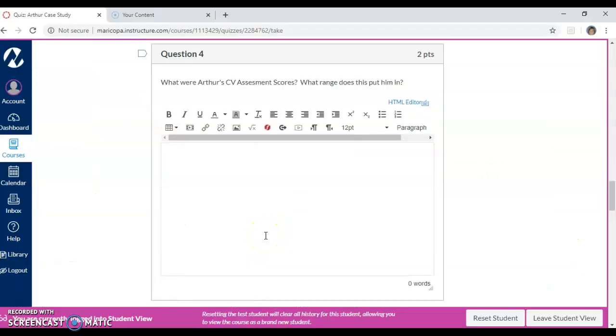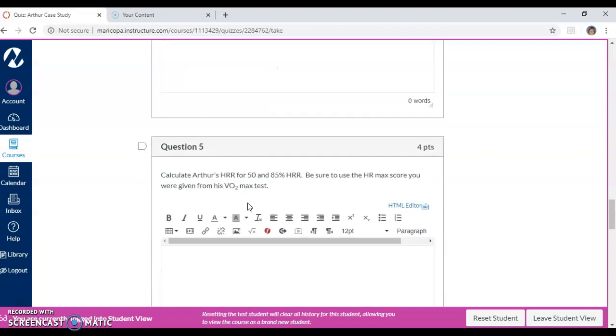Question 4 was, what were his cardiovascular assessment scores and what range does that put him in? His cardiovascular assessment scores were from his VO2 max test that he took with his doctor. So they were given to you. His VO2 max was 27.8 milliliters per kilogram per minute, and that put him in a very poor rating. He was actually below the poor rating for his age group. Okay, so that's what you should have gained there. His max heart rate was 170. So that would have been the correct answer for question number 4.